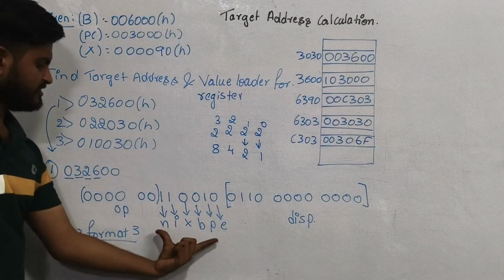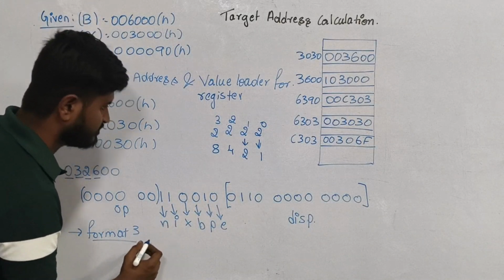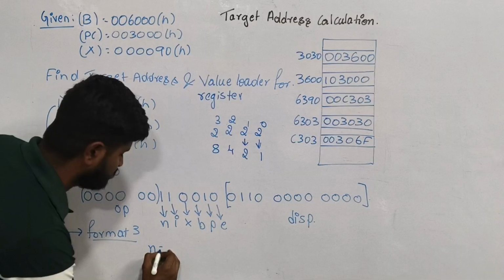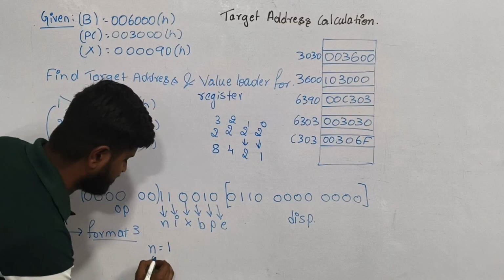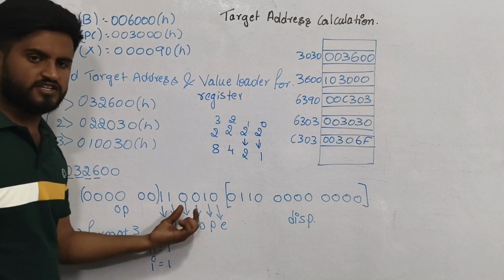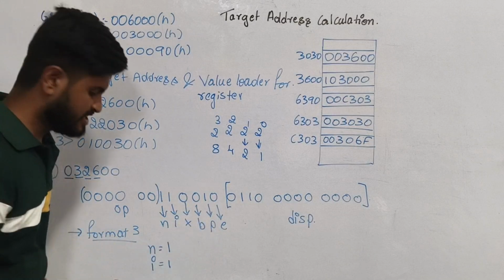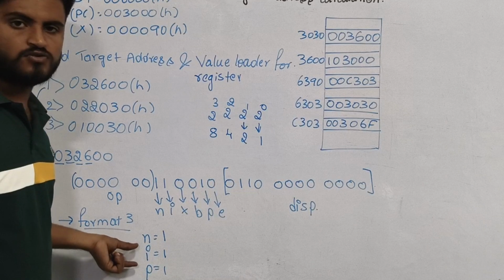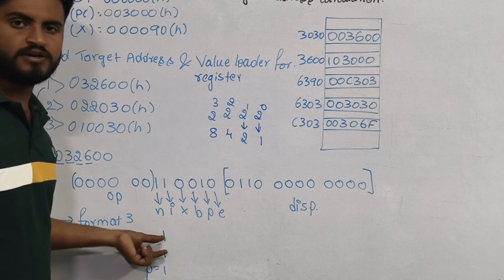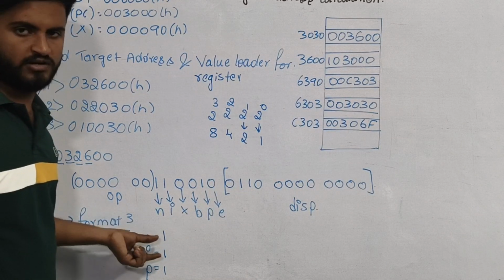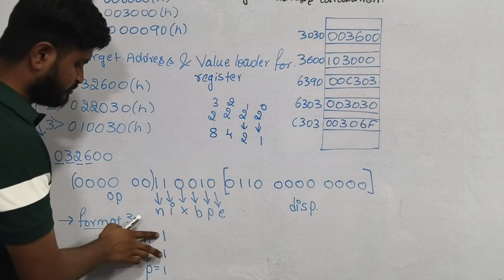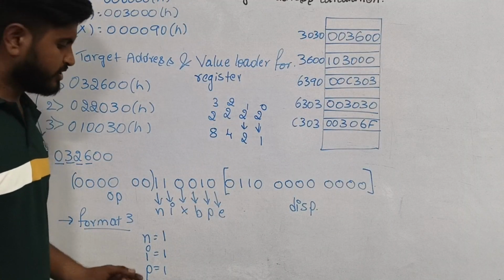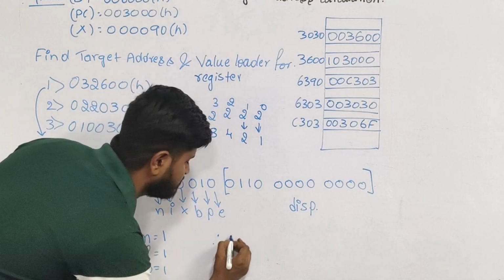If you see the values here, what are the values? The n value will be equal to 1. The i value will be equal to 1. If it is 0, don't write it. And here, the p value is equal to 1. When the n and i values are the same, that is, both of them may be 0 or both of them may be 1, both of them must be the same. When both n and i are the same, you can call it the simple addressing mode.